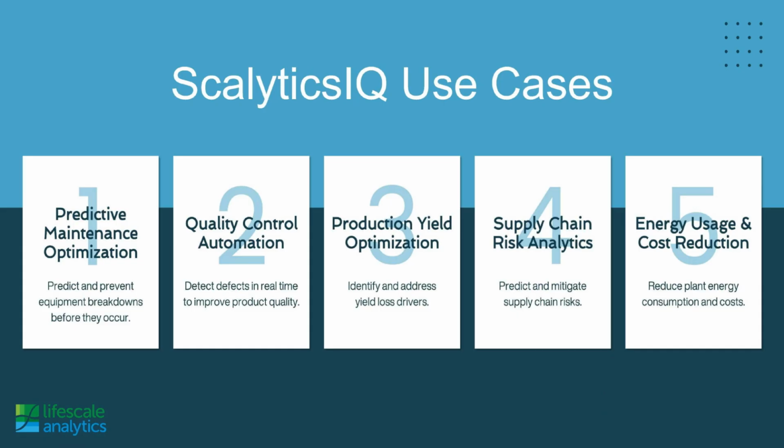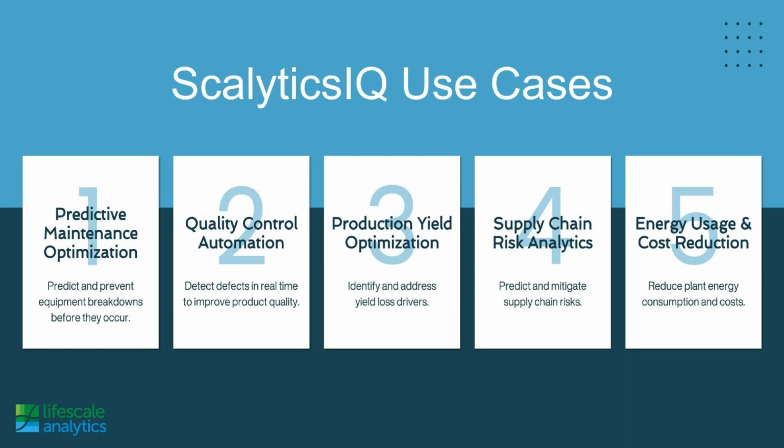The first use case is predictive maintenance optimization. Predictive maintenance uses machine data, maintenance records, and operational signals to identify early warning signs of failure. The goal is to reduce unplanned downtime, extend asset life, and improve production reliability. The second use case is quality control automation. Quality optimization uses production data, inspection data, and defect history to identify quality issues earlier. This helps reduce scrap, rework, and delayed deliveries.